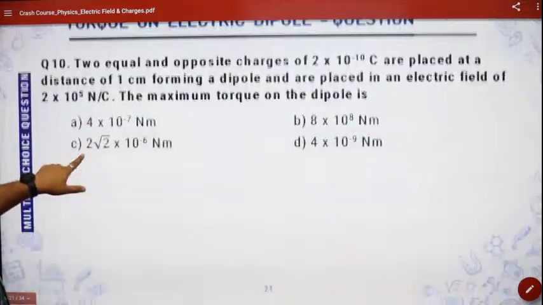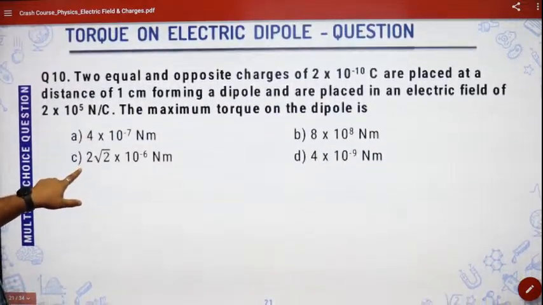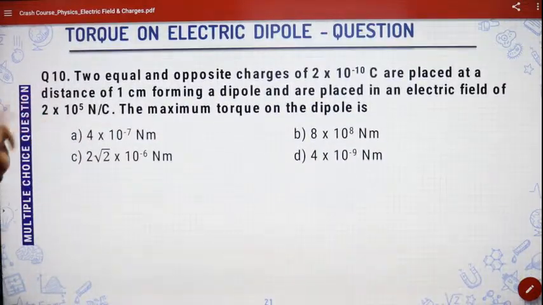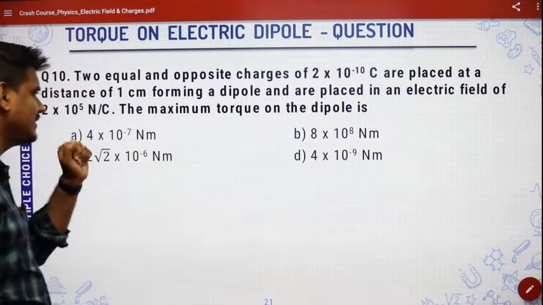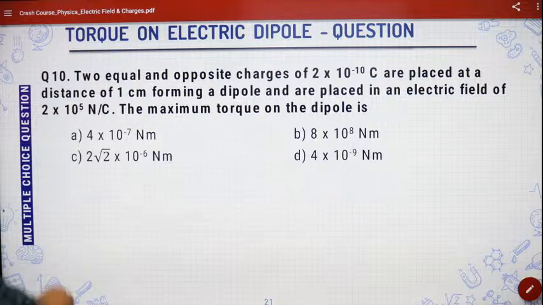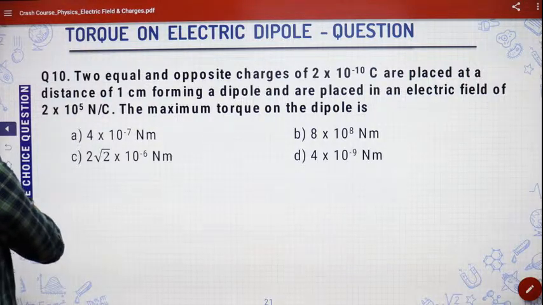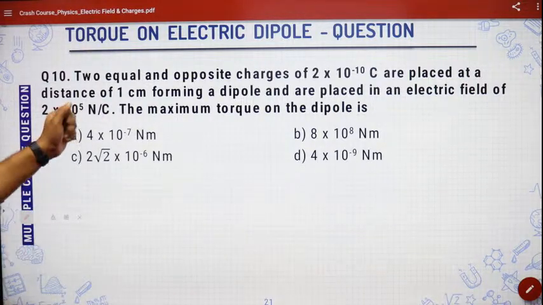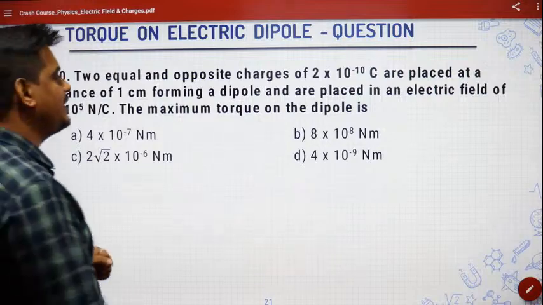Torque on an electric dipole, based upon this, one question is there. Two equal and opposite charges, 2 × 10⁻¹⁰ coulomb, are placed at a distance of 1 centimeter forming a dipole and are placed in an electric field of 2 × 10⁵ newton per coulomb. Find the maximum torque on the dipole.